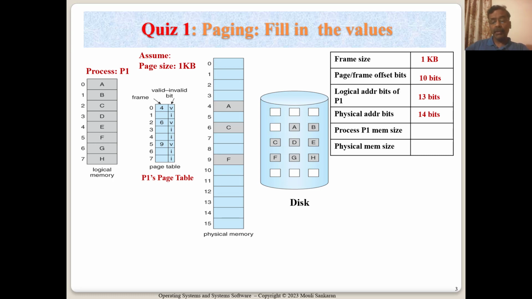Now what is the process P1's memory size? P1's total memory size: 8 pages are there, 1 kilobyte each, so 8 kilobytes. Physical memory size is 16 into 1 kilobyte.